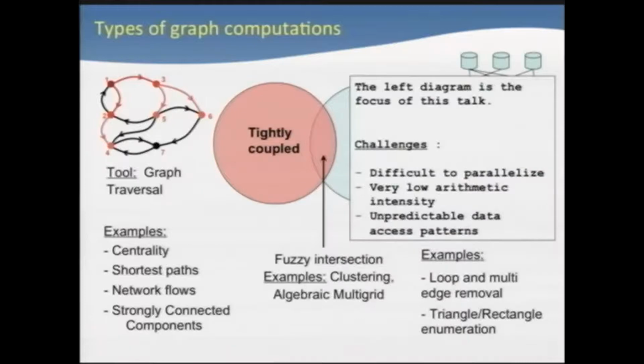So the challenges of this left section are really low arithmetic intensity and unpredictable access patterns, because when you're traversing a graph, every time you take a step, you actually don't know where you're going to go, and you determine at runtime what your next step is going to be, and it is difficult to parallelize for that reason.